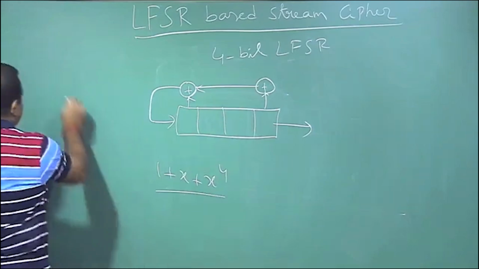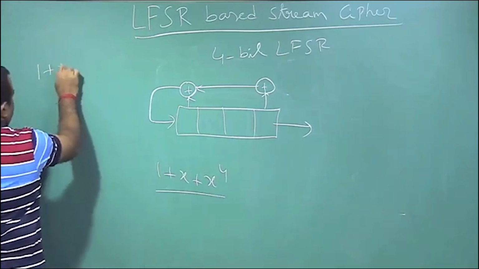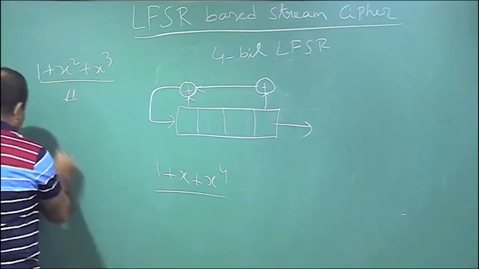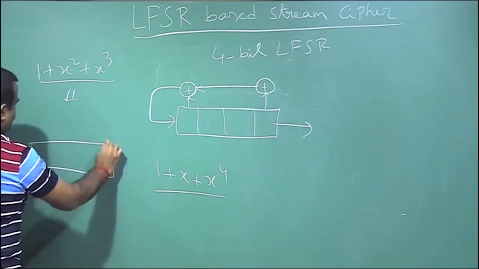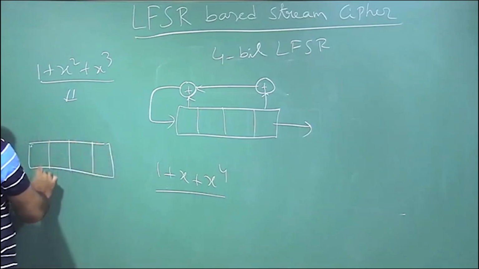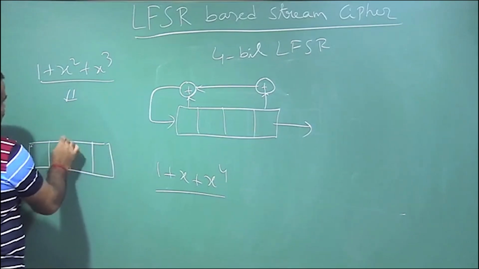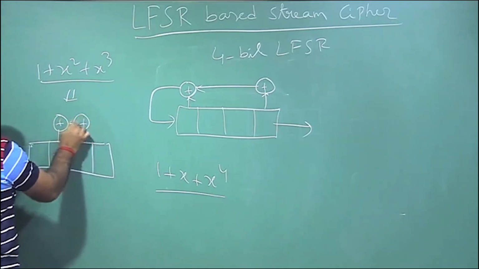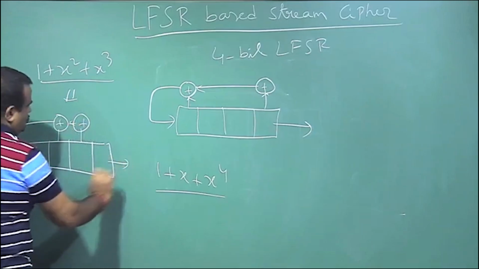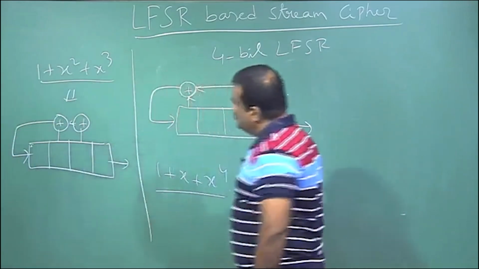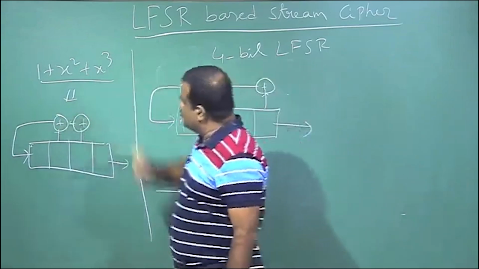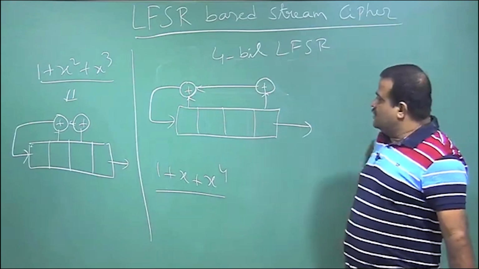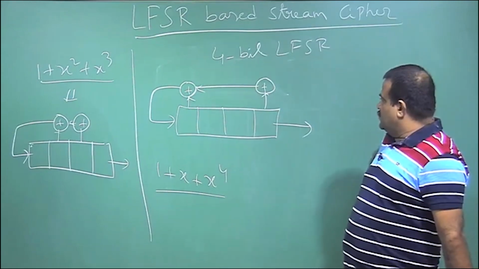Now, if we have say this polynomial, 1 plus x square plus x cube, this will correspond to another LFSR. This is again 4 bit. Here x is not there, so x square and x cube, these two are connected. This is the LFSR corresponding to this polynomial. So, given a polynomial we can have an LFSR, and given an LFSR one can have this polynomial.